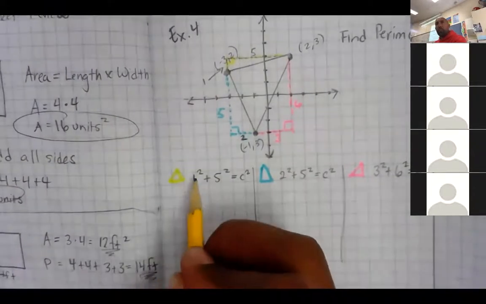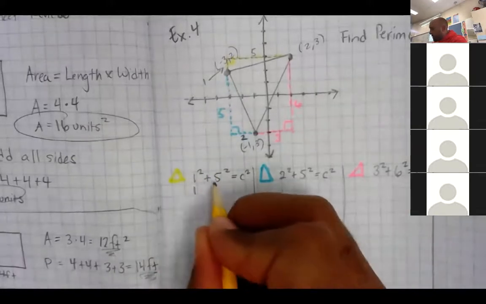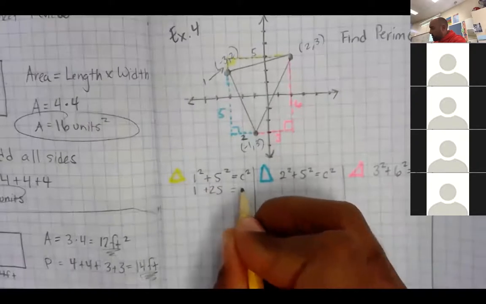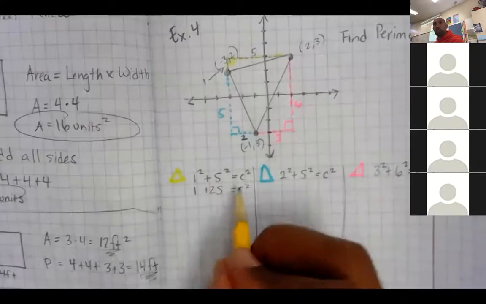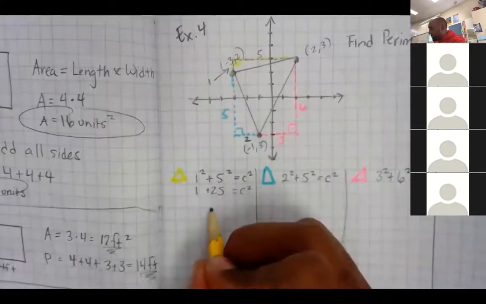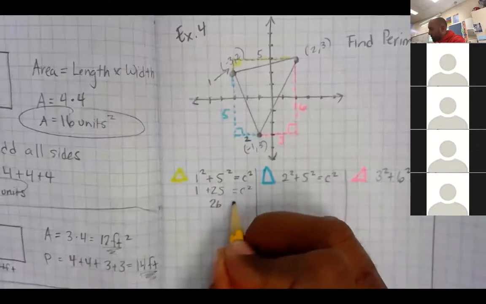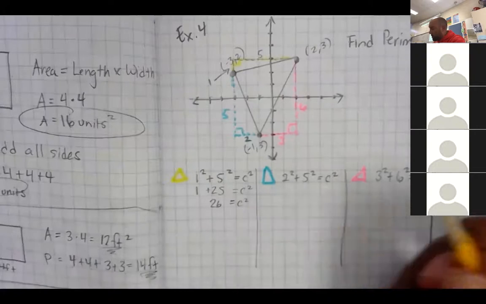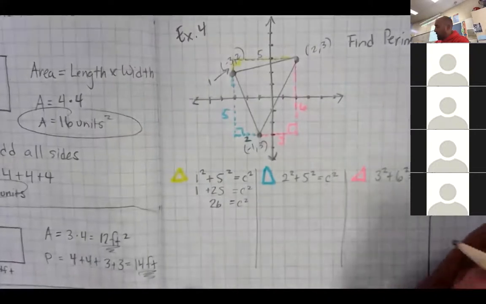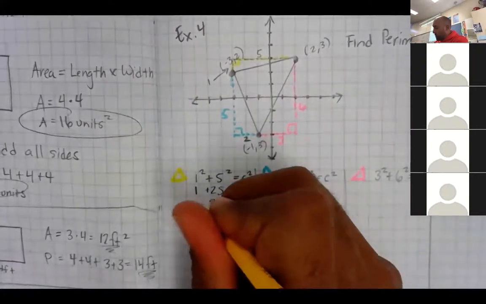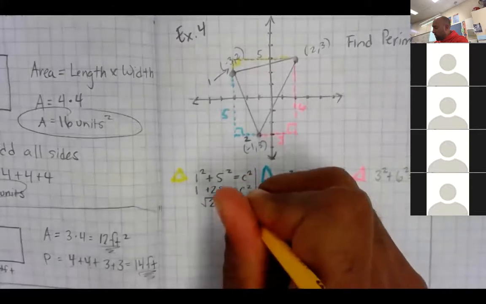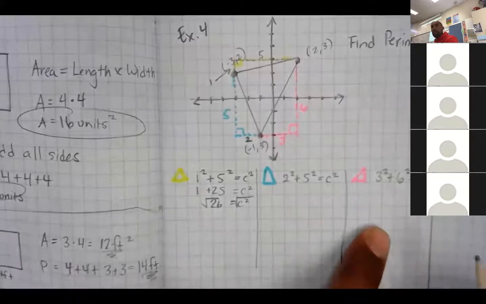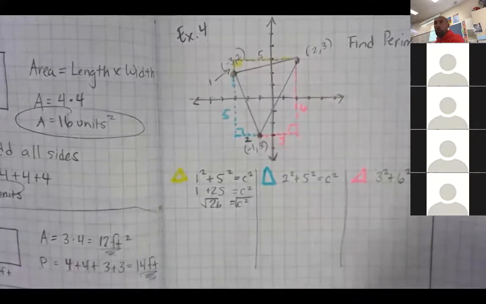Okay, so here 1 squared is 1, 5 squared is 25, equals c squared. Then we just work out the steps. Add those up, 26, and that's equal to c squared. The last step, if you remember, when we use the Pythagorean theorem, is the square root. I'm going to save the square rooting till the end, because I want to do that all at once.